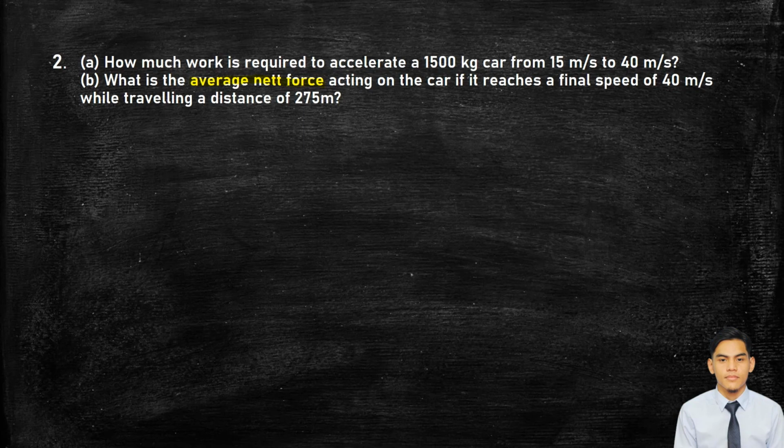So we can easily solve this question B by using the equation W equals to F s. Okay, so it's the same right here, and the work just now is 1,031,250 equals to the F net times the displacement, which is 275.